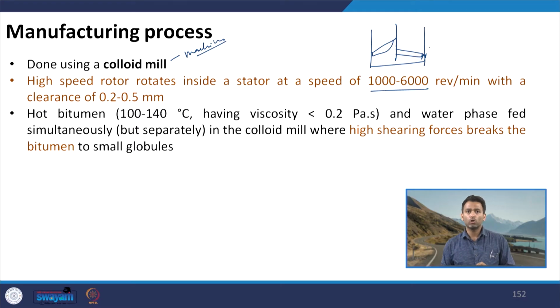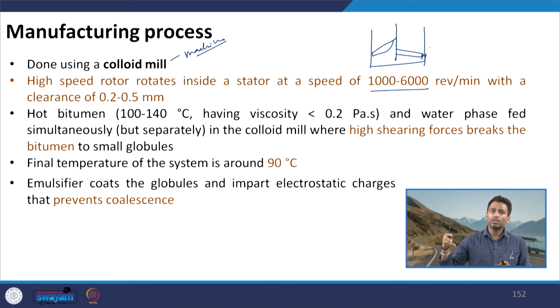Now they are fed in the same system, but they are fed separately. So we have a system to feed bitumen and we have another system to feed water, and finally the temperature of this entire system is kept typically around 90 degrees Celsius. So they enter this colloid mill where high shearing forces are applied, and because of this mechanical shearing the bitumen particle breaks into small globules.